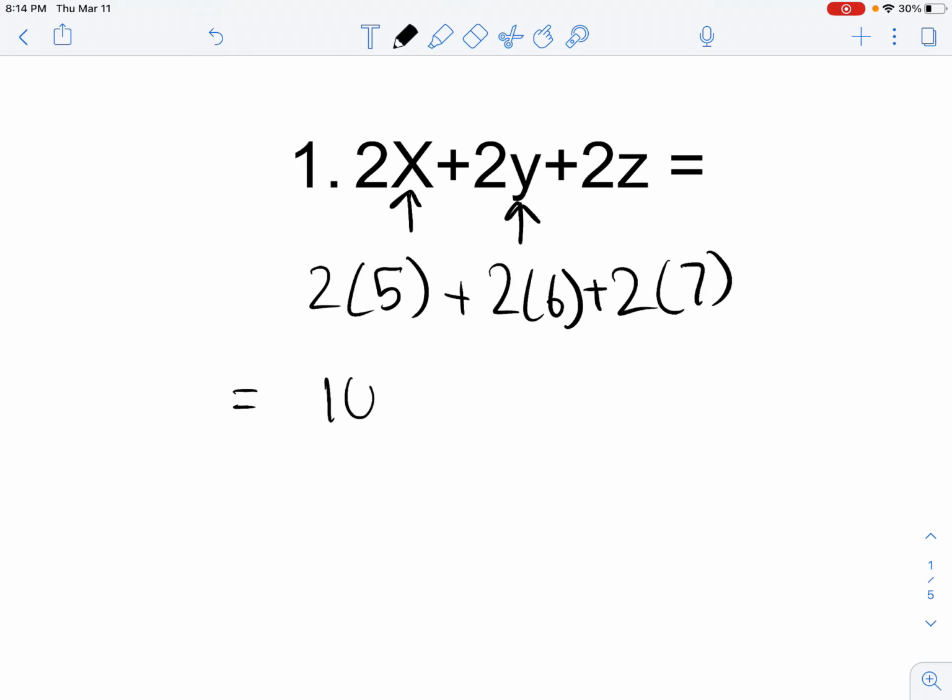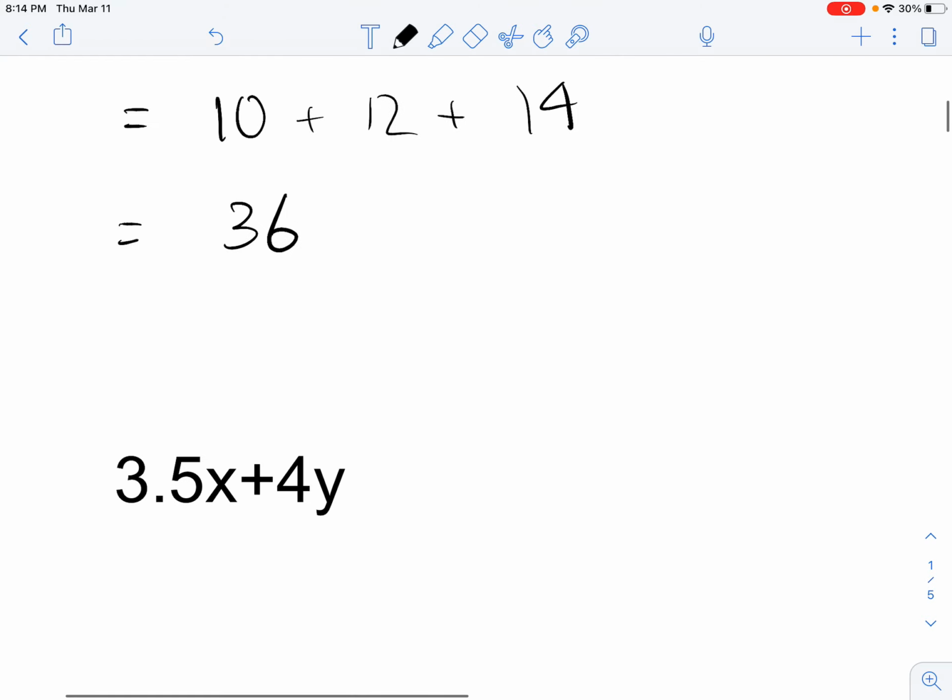So 2 times 5 is 10, 2 times 6 is 12, and 2 times 7 is 14. Add them all together, and you'll get 36. 10 plus 12 is 22. 22 plus 14 is 36.